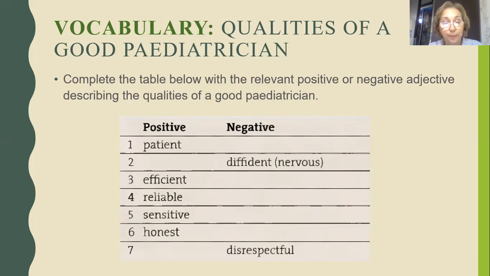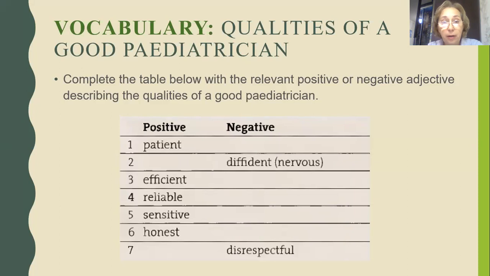So we can say untrust or irreliable, non-reliable, unreliable. Okay. Sensitive, as we know, is showing emotion, so insensitive. And honest is dishonest. And respectful, disrespectful. Exactly, the positive word is respectful. Thank you. Great.